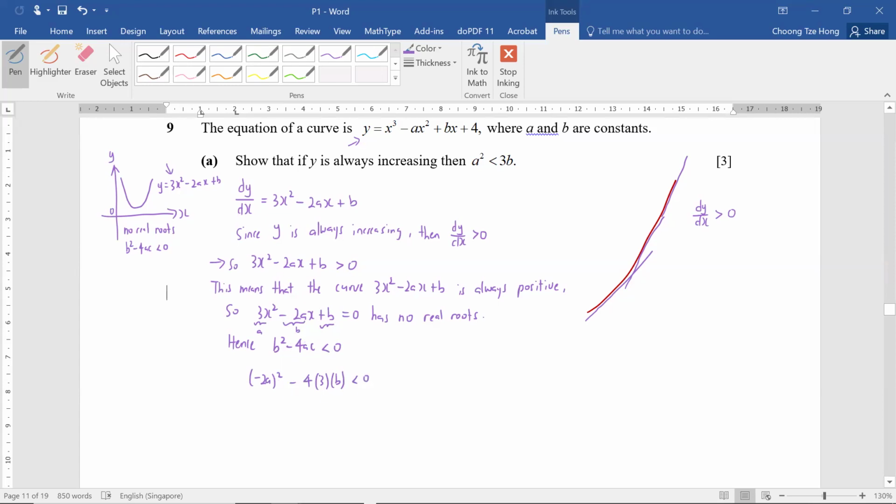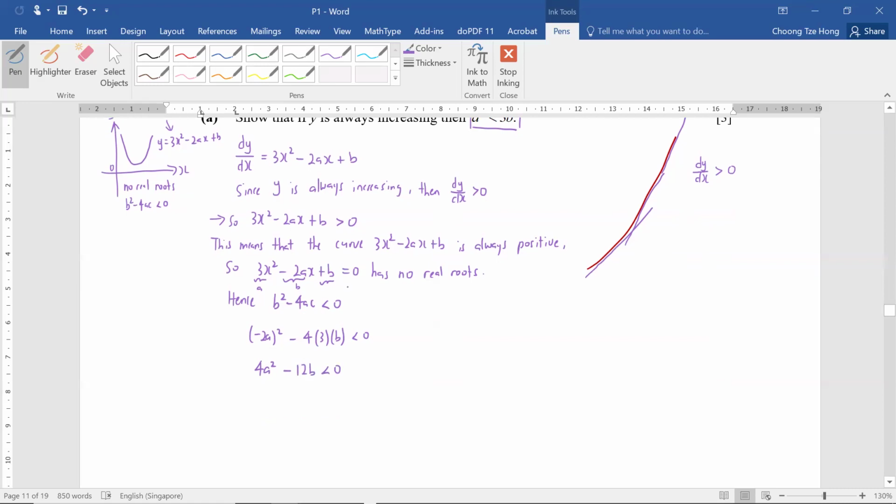Okay, so we just need to solve this one and then try to show that it's equal to this particular expression over here. So 4a squared minus 12b less than 0. Okay, so we're almost there. Just bring the 12b to the other side, and then we just divide by 4. So we get a squared less than 3b. Okay, so we showed it already.